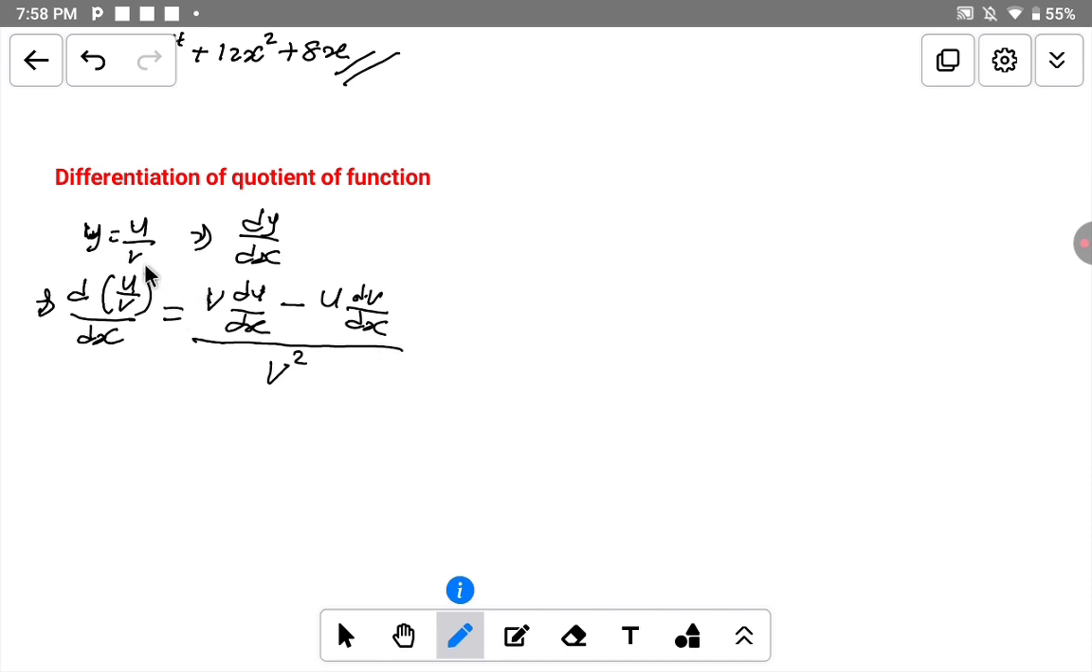Now everything is divided by the square of the denominator, that is v squared. So that is the general expression of the quotient rule. Whenever you are given a question like this, this is what you should follow. Now let's take an example for better understanding.